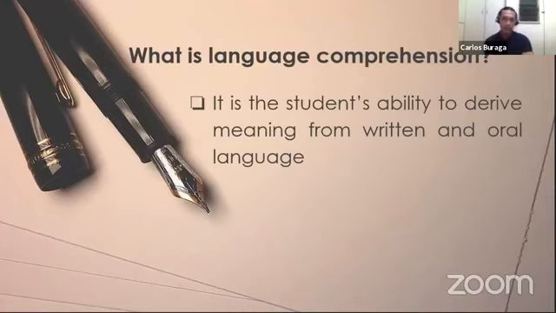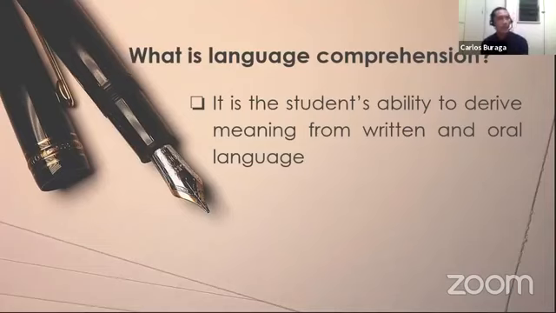What is language comprehension? Language comprehension is the student's ability to derive meaning from written and oral language. This is actually one of the struggles of the students, to be able to derive meaning from written and oral language. Now, it is one of the most complex skills because it involves a variety of capacities, processes, and knowledge to derive meanings from spoken and written language. And a student must be capable of both decoding a text and understanding language to gain meaning. And that is very challenging on the part of the students.